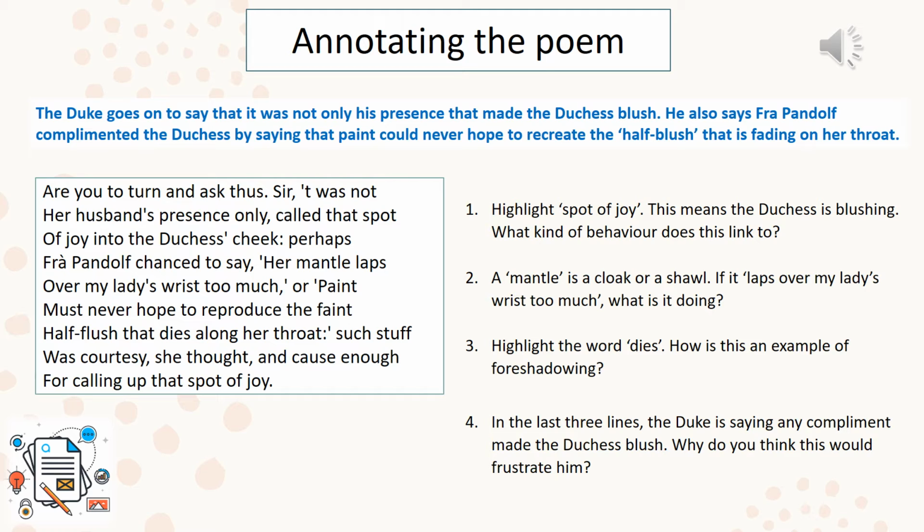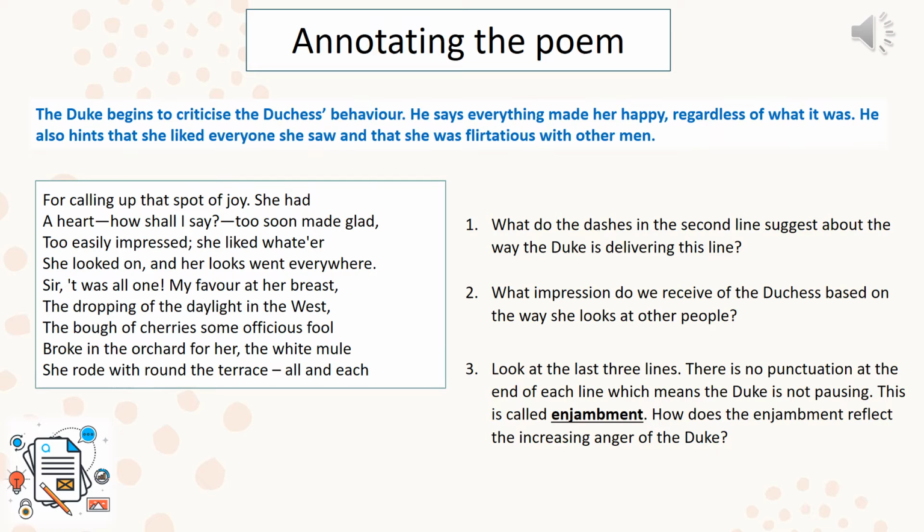Realise that we've seen some controlling behaviour from him already, so why do you think it would bother him if other people made his wife blush? Also remember, in context, that she was only 17 years old. The Duke begins to criticise the Duchess's behaviour. He says everything made her happy, regardless of what it was. He also hints that she liked everyone she saw and that she was flirtatious with other men.